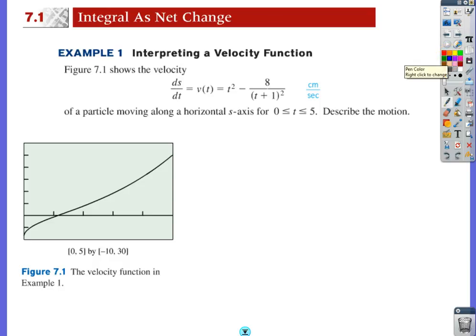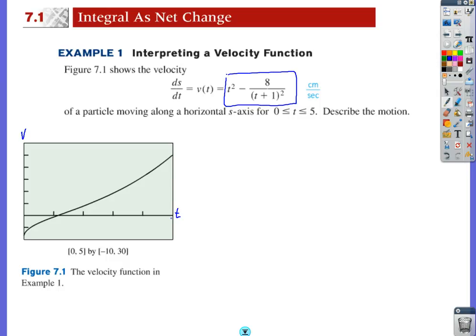So we're going to start applying this to some real world problems. What does this actually mean? When I take a look at this first problem, it says I need to interpret a velocity function. Figure 7.1, which I have right here for you, shows the velocity. So I want to label that. Here's velocity, and this is probably time. They describe it as being the derivative of my position function, which is equal to velocity, which they give us a nice happy function for. And we need to have a particle moving along the horizontal axis from time equals 0 to 5. So 1, 2, 3, 4, 5.